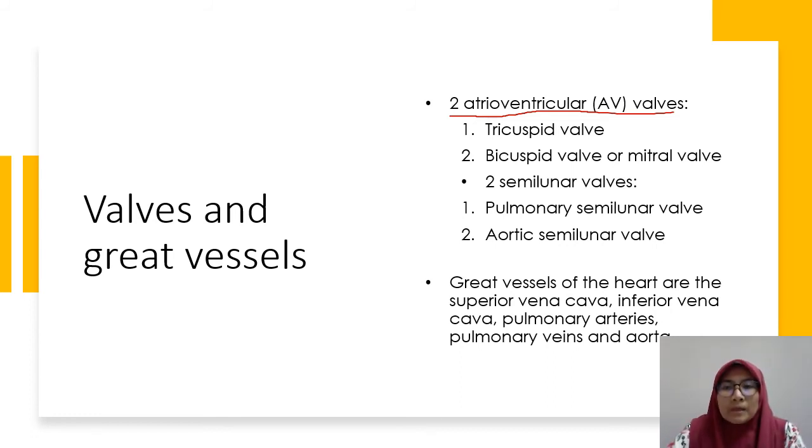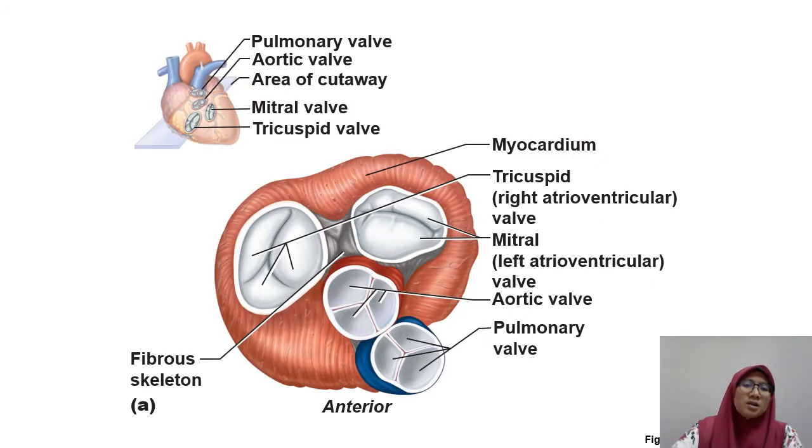Great vessels of the heart: the superior vena cava, inferior vena cava, pulmonary arteries, pulmonary veins and aorta. Okay, kita tengok kat mana benda-benda ni.